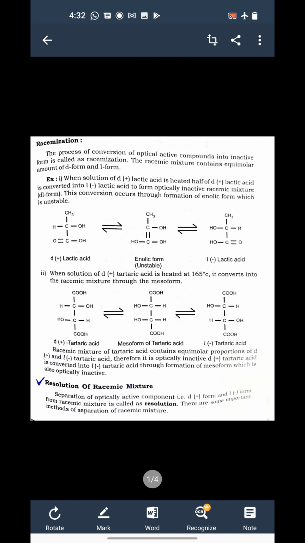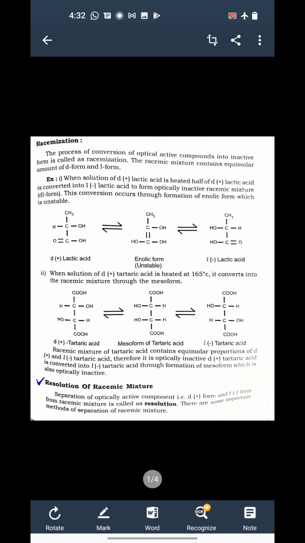Hello students, after configuration, our next topic is racemization. Now, as the term says, racemization is a process of conversion of an optically active compound into an inactive form. And the racemic mixture contains equimolar amounts of D form and L form, or plus form and minus form.